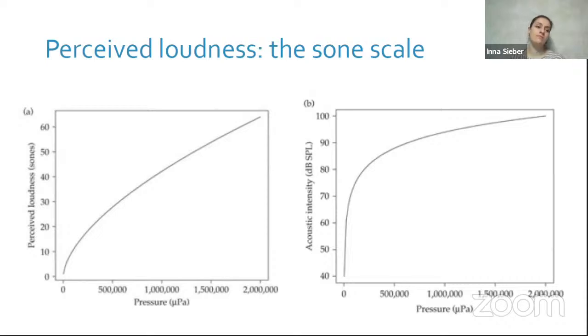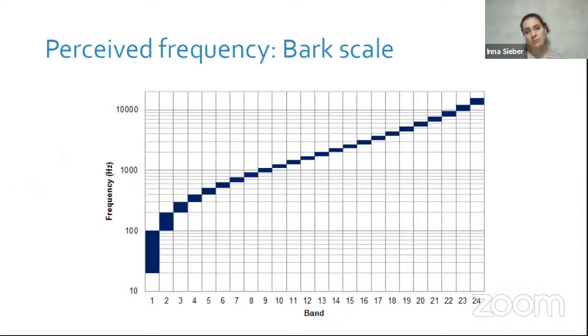So it does not work exactly as just correlates. There are some considerable differences between acoustics and perception. And psychoacoustics is a discipline that describes these differences. Here we can see the sound scale. So it's a scale of perceived loudness that is different from differences in acoustic intensity. And maybe what is more important for me is a scale of perceived frequency, which is called the Bark scale.